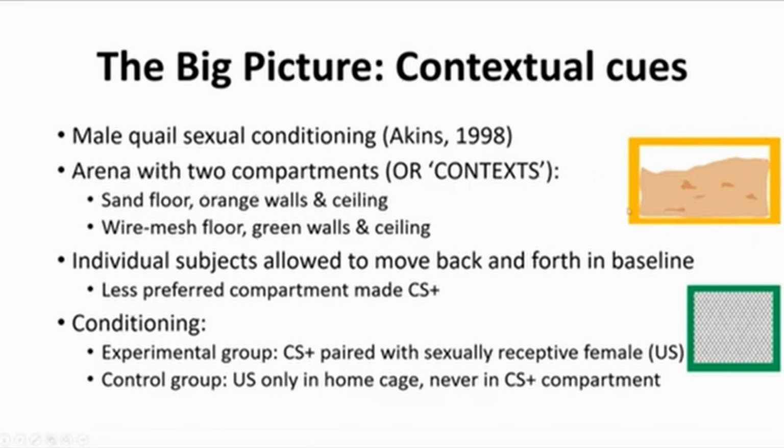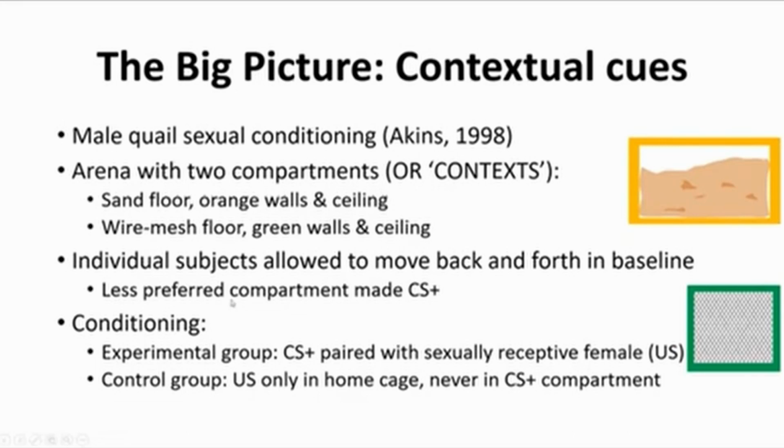That would be one context. The other context would be a wire mesh floor with green walls and a green ceiling. So these 2 contexts are very different, and they have lots of different cues in their environment. So the floors are different, the walls are different, the ceilings are different, they are different spaces. They set up a baseline to figure out which room the birds preferred to be in, so they were allowed to move back and forth between these freely, and they measured their preference. So basically, which room do they spend the most time in, which one do they spend the less time in?